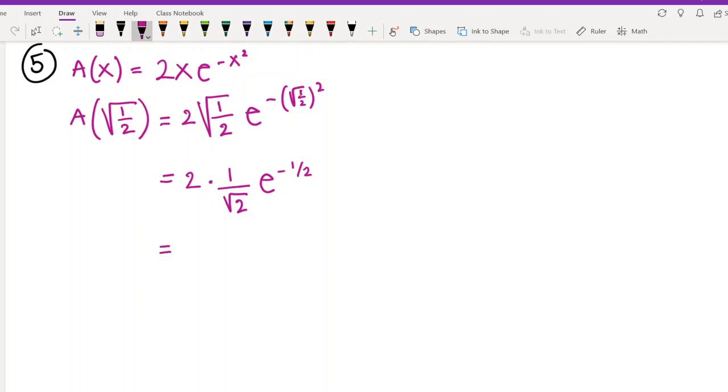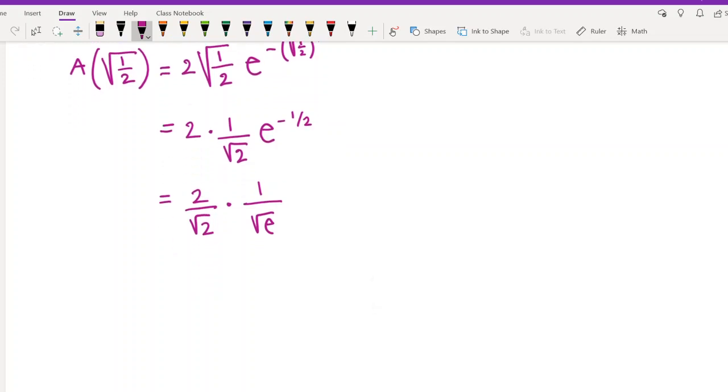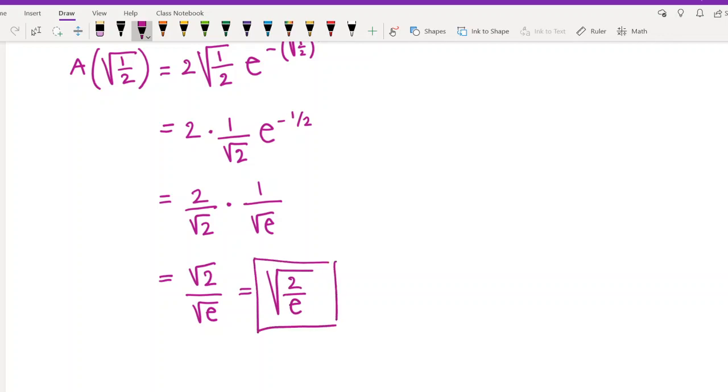So we're basically there. There are just a few ways that we can clean this up even more. We can now rewrite this as 2 over square root of 2 times e to the negative 1/2, which is the same thing as 1 over the square root of e. And 2 over the square root of 2, if you rationalize the denominator, is just the same as square root of 2. So we have square root of 2 times 1 over square root of e, so that's square root of 2 over square root of e, or you could even write that as square root of 2 over e. And that is the maximum area, whatever that is as a number.